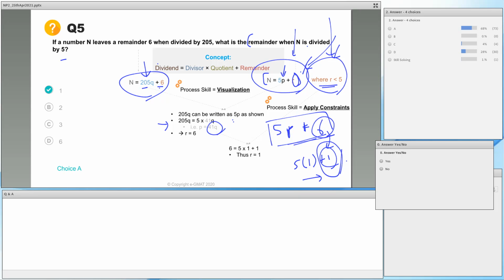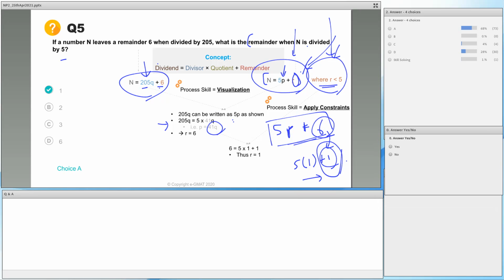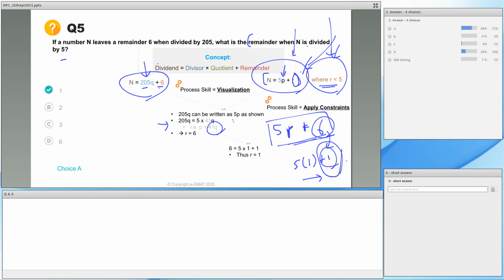For the 4 of you who have not got it, what is it that's not clear? It should be clear at this point. Actually, you can put it on the Q&A. I think Ashutosh can help out with that.